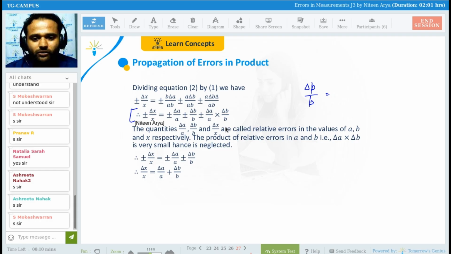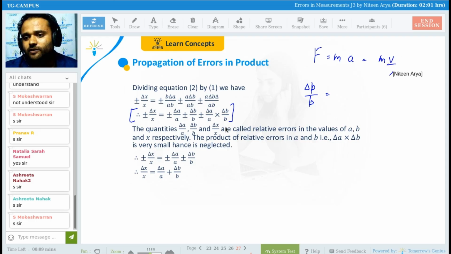So that is how you can get your error in more than 2 quantities, because right now my quantity is dependent on only 2. But if in any case it is dependent on 3, for example work done, or simply for example force. How is force dependent on 3? Simply you can see mass into acceleration. What is mass into acceleration? Mass into change in velocity upon time. Clear, na? Now it is dependent on 3.